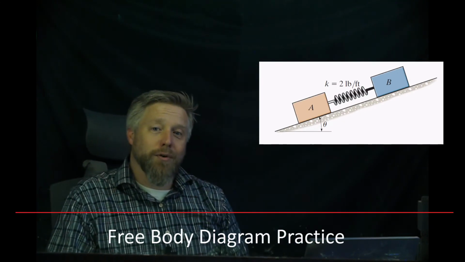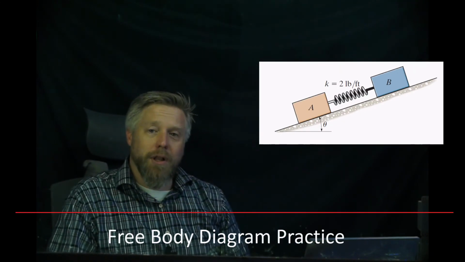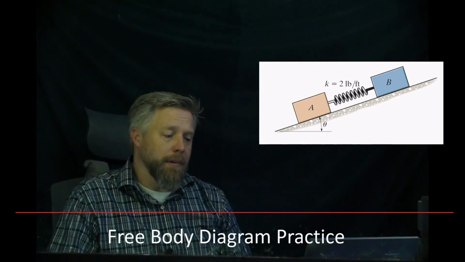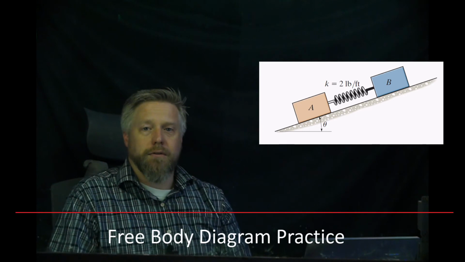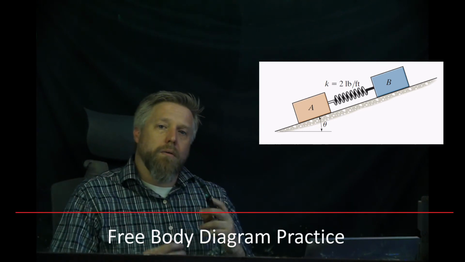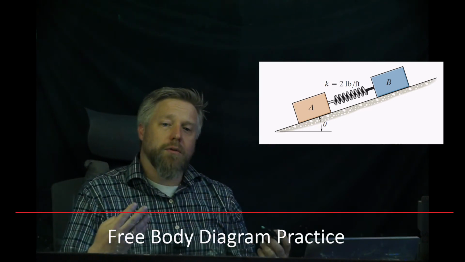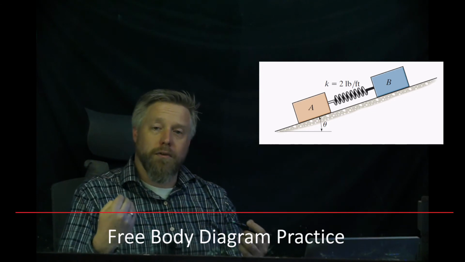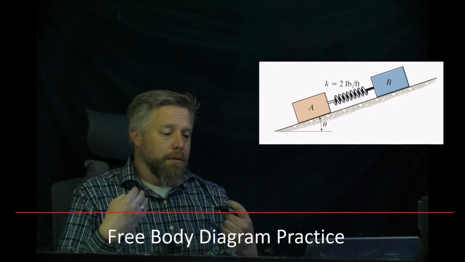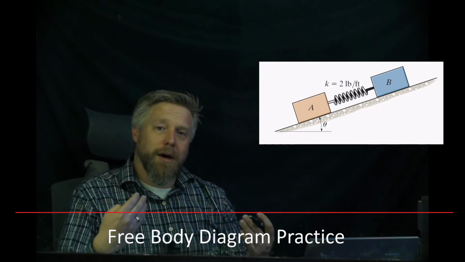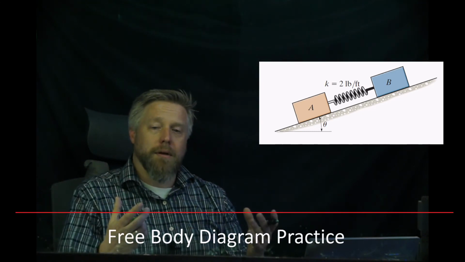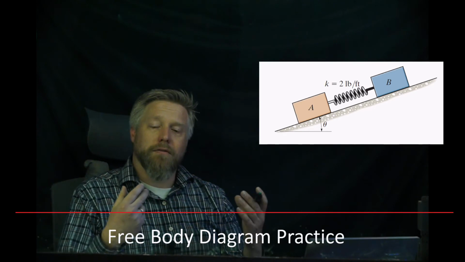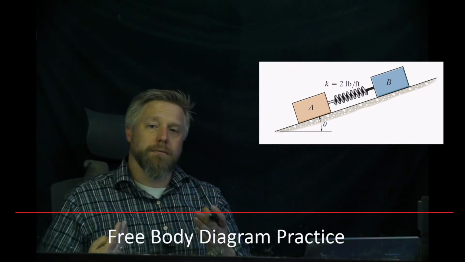Okay, let's do one more quick example. I have a few blocks and a spring in between them, and they're sliding down a surface. Depending on what the question asks, you will be choosing the body to use for your free body diagram. In some cases, you may draw both of these bodies together with the spring, and that would be your body, all three combined. You would do that if you were trying to find how fast they move together.